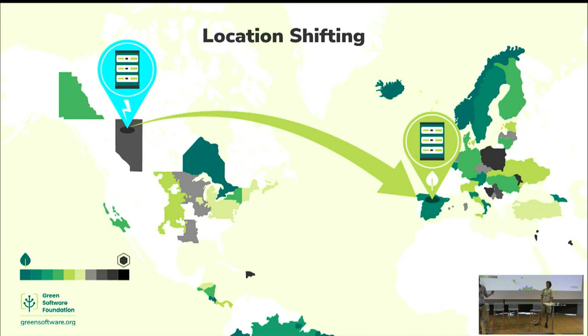Then we've got the same principle with location shifting. So in this case, you might imagine that if you send your workload from a country that is currently heavy on fossil fuel to a country where maybe it's the middle of the day and there's a lot of sun, and for example here Spain is known to me as a very warm and sunny country, then it can make sense.